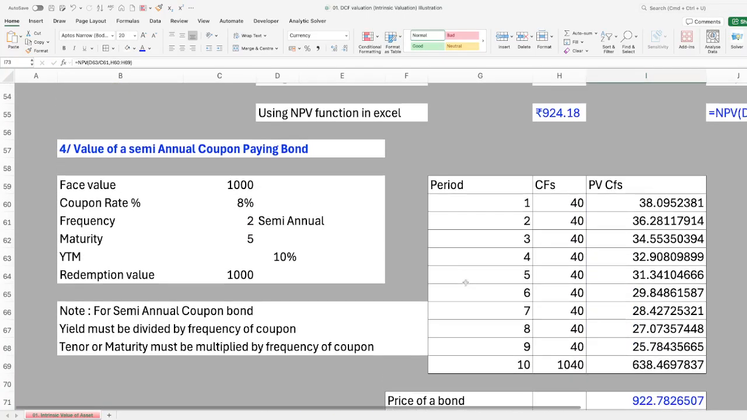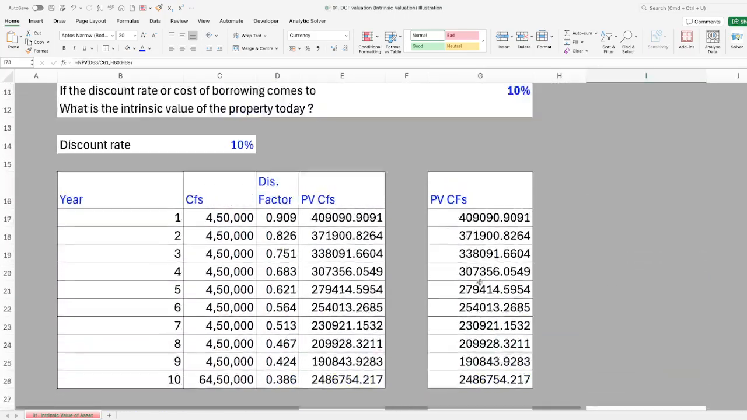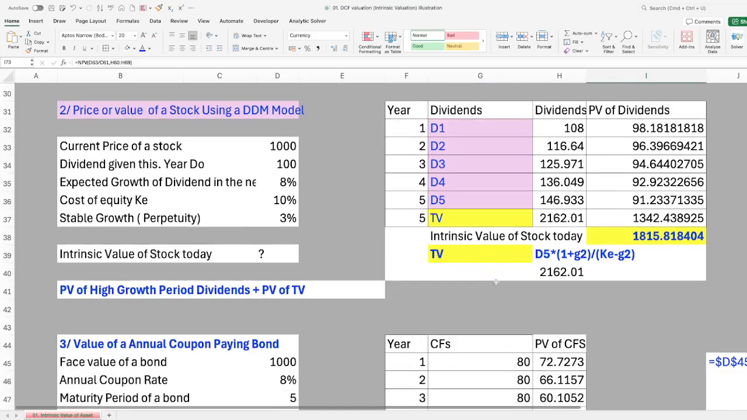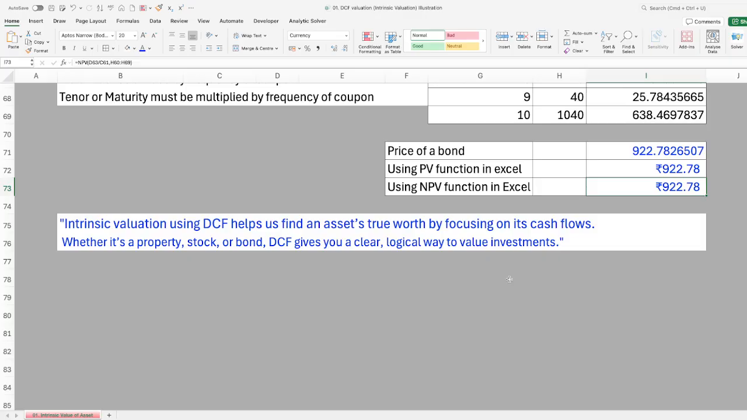So we have now understood how to calculate the intrinsic value, which is nothing but the present value of the expected future cash flows. So, concluding this lecture, intrinsic valuation using a DCF helps us find the asset's true worth by focusing on its cash flows. Whether it's a property, a stock or a bond, a DCF gives you a clear, logical way to value instruments. So thank you very much.